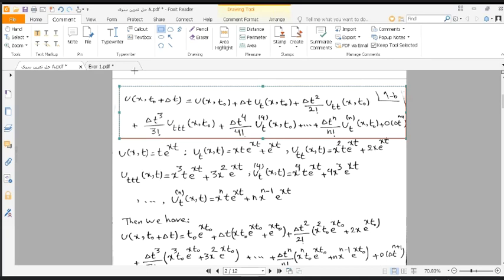In this question, again, we have u of x and t equal to t e to the power xt. The first derivative of u with respect to t is xt e to the power xt plus e to the power xt. Is it clear for you? The derivative of u with respect to t is clear by the product rule.